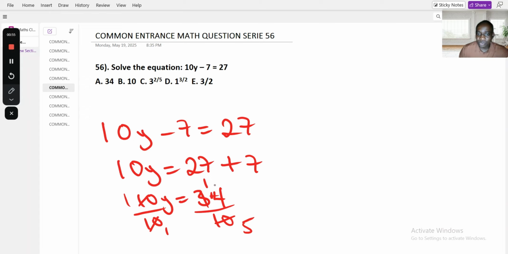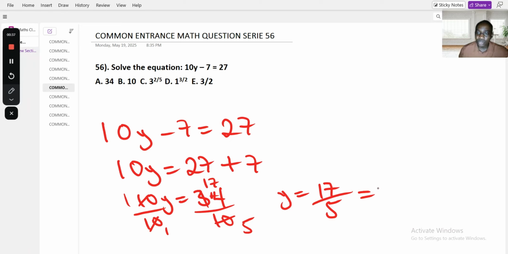How many 2s can you see in 14? 7. Let me write the question out again. And the remaining one, 17 over 5. What can divide both sides? Nothing. 5 can go here, but 5 cannot go in 17, and 3 cannot go as well. What are we going to do now?